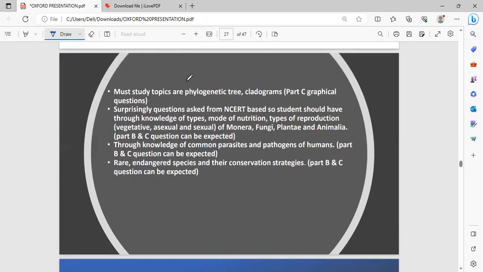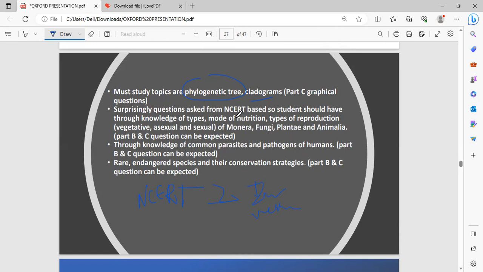In this, we mainly focus on the phylogenetic tree, cladograms. And next, mostly it is based on the NCERT level. They ask questions mainly from the NCERT level. For that, we have to mainly focus on invertebrate phyla and also vertebrate phyla.